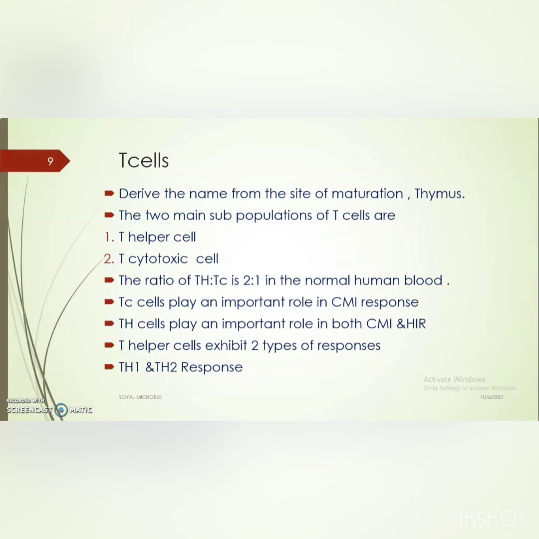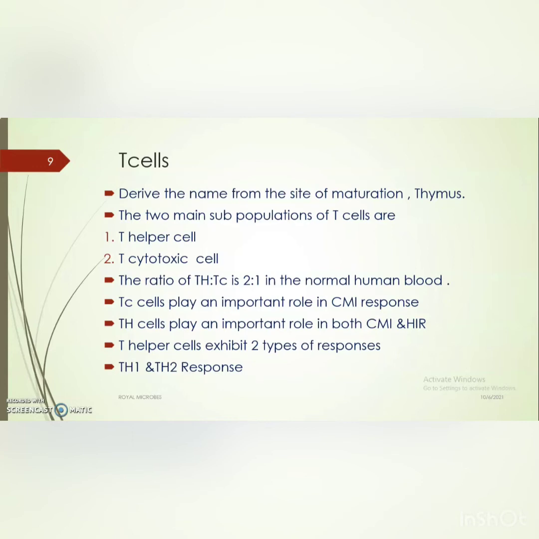Then coming to T cells, they derive their name from the site of maturation, that is the thymus. The two main subpopulations of T cells are T helper cells and T cytotoxic cells. The T helper cells are more present in our blood than cytotoxic cells. That is, the T helper to TC ratio is 2:1.